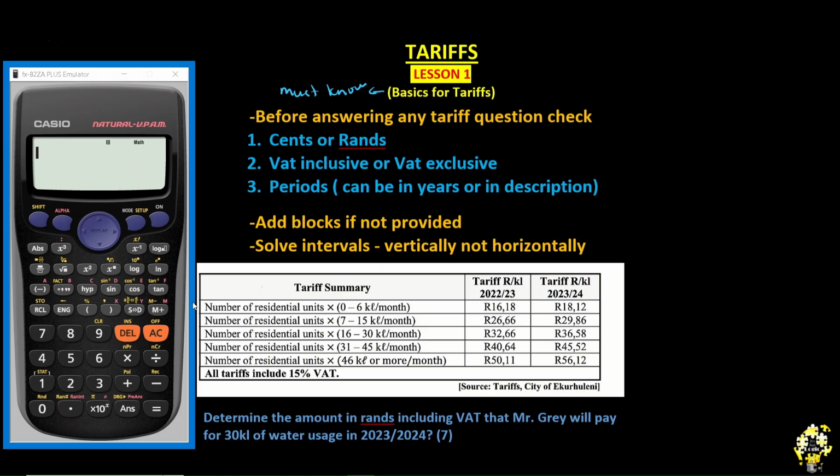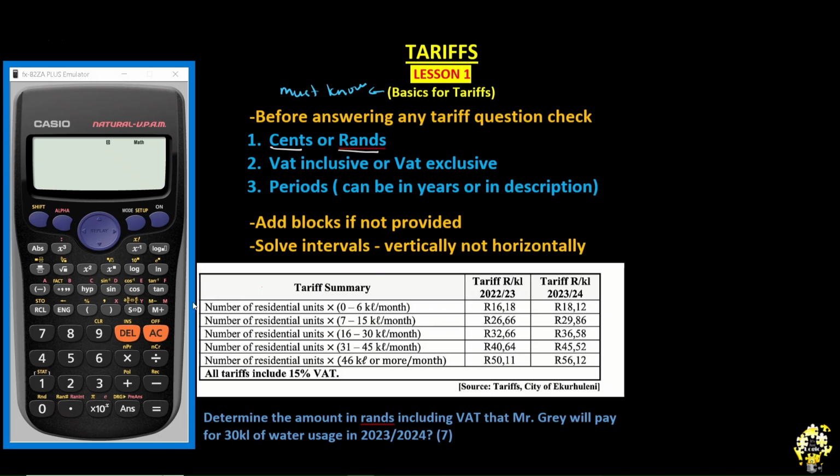Before answering any tariff question, before attempting any tariff questions, this is what you're supposed to check. Number 1, you're supposed to check whether the rates are in cents, this is important, or the rates are in rands. Are the rates in cents or the rates in rands? So if we were to use this example, you can see here that they are saying R per kiloliter. That means that these rates here, they are all in rands.